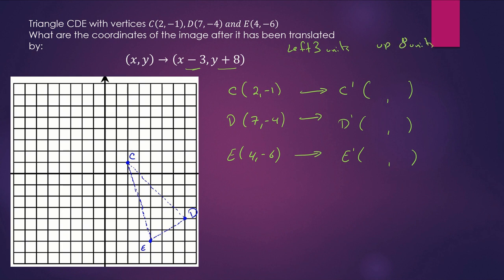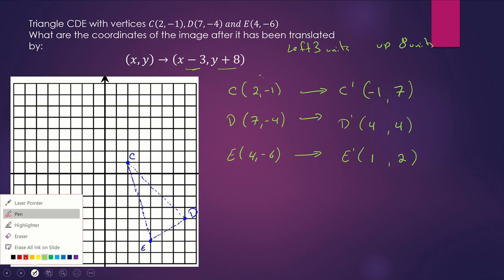And so again, we can apply this to each one of these points, right? So if I subtract 3 from 2, that puts me at -1. If I add 8 to -1, that puts me at 7. And we repeat the same process. If I subtract 3 from 7, that puts me at 4. Add 8 to -4, that puts me at +4. Subtract 3 from 4, that puts me at 1. Add 8 to -6, that puts me at +2.